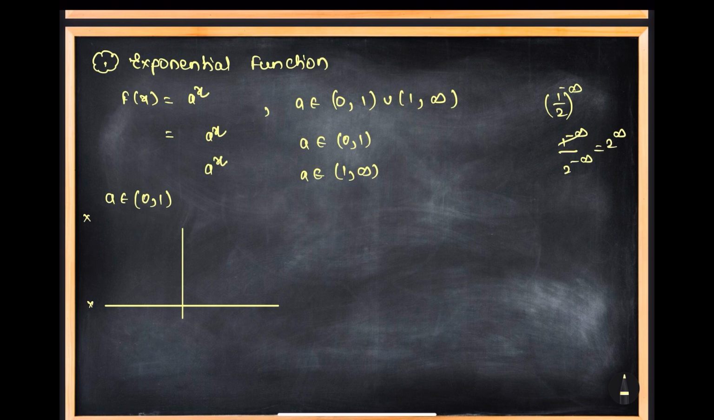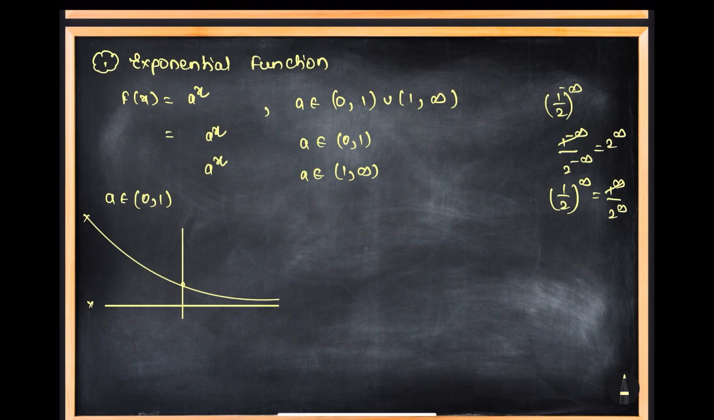Now if I ask you to find the value of your function at x equals infinity, you will substitute 1 power infinity and 2 power infinity. 1 power infinity is 1 and 2 power infinity is a very big number. So 1 divided by a very big number is a very small number. So your graph will look like this.